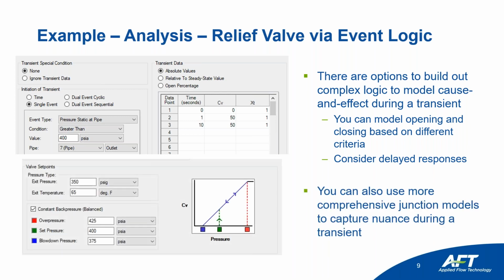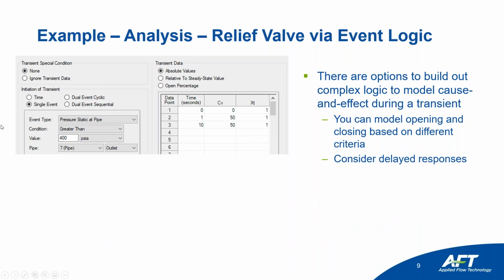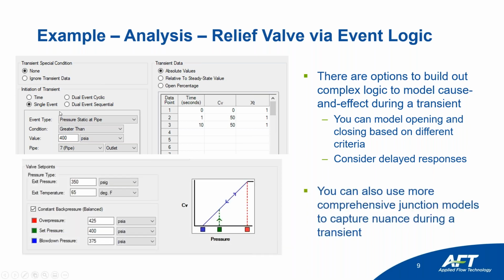The other option is to use the more comprehensive junction models, and that can capture more nuance during a transient. Again, if you're trying to simulate a relief valve, I'd recommend using a relief valve junction instead of trying to build out your own kind of complex multi-event conditions. But sometimes the relief valve might not be able to model it, and you might have to get creative in your modeling.